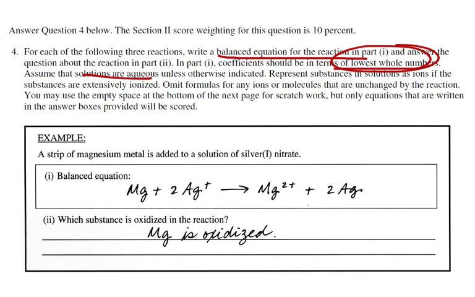And if it says something is ions, then be sure and write it as ions. In other words, break up anything that is very soluble in water if it's a solution, or a strong acid should be broken up. And it says omit formulas for molecules that are unchanged. In other words, get rid of any spectator ions. So what you want to do is write a balanced net ionic equation.